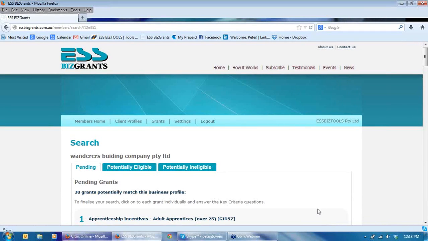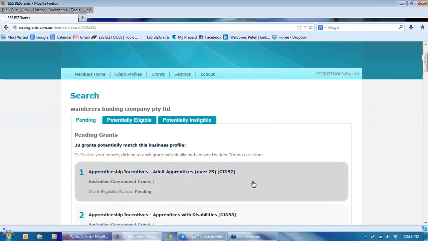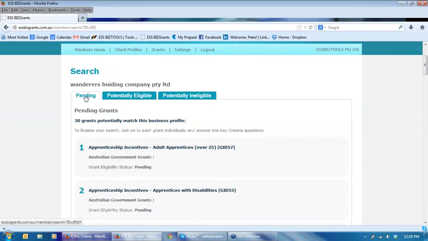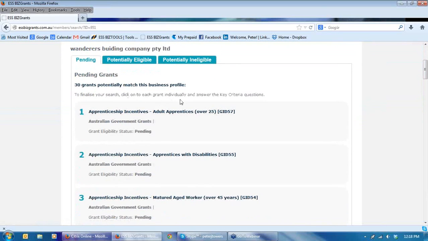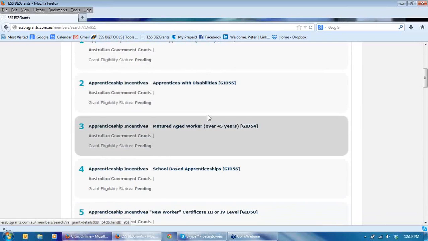Our suggestion is you do this for every one of your business clients in your firm, and then have a look at what comes out in the report. So under the pending area, we've identified there's 30 potential grants. Now, don't get too excited, don't let your clients see this and get too excited, because there are some double ups. There's a number of apprenticeship grants.